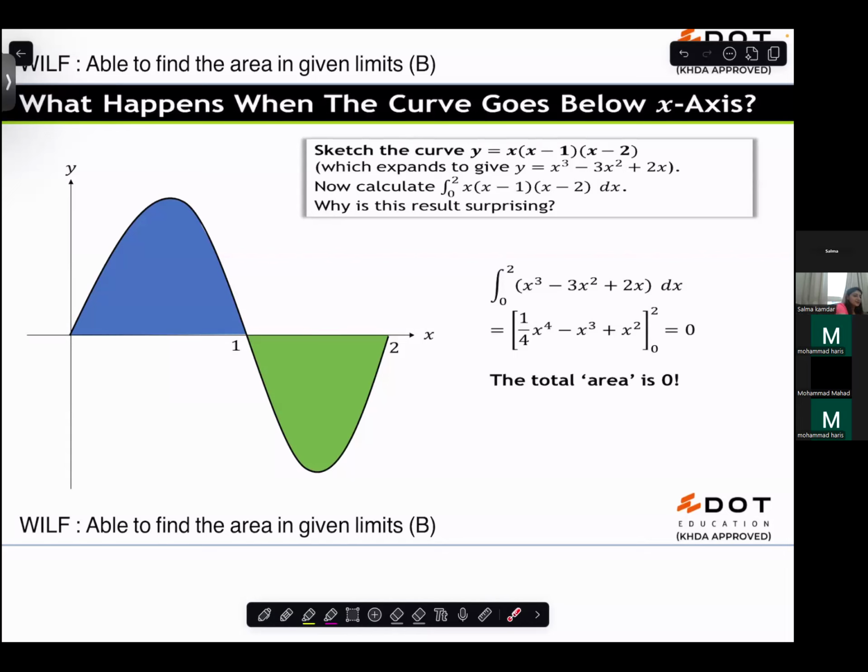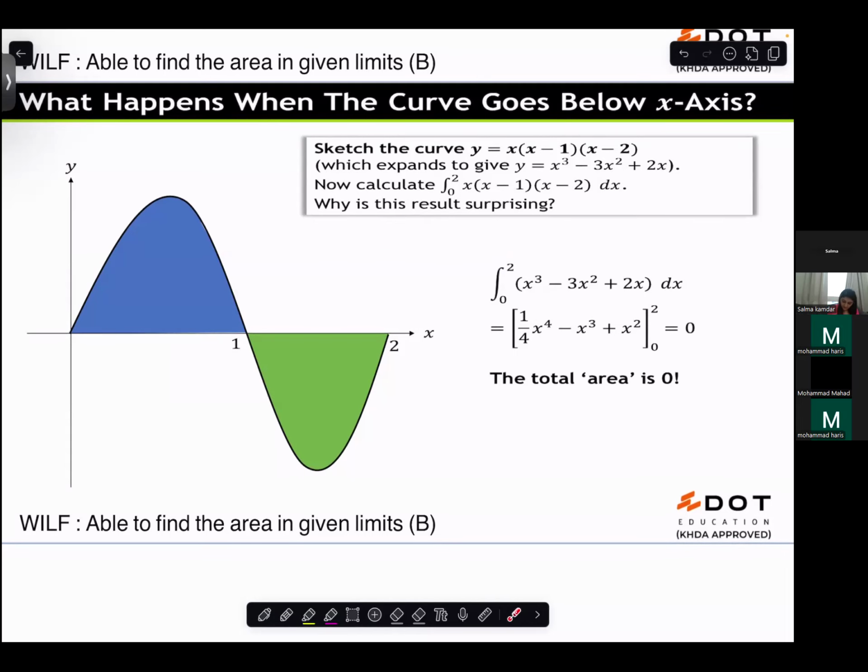Now I'll go to the next part. My next part tells me what happens when the curve goes below the x-axis. This is the second part, which would be done in 8.3, but we're just trying it over here. Tell me, I want to find the area under the curve between what and what?